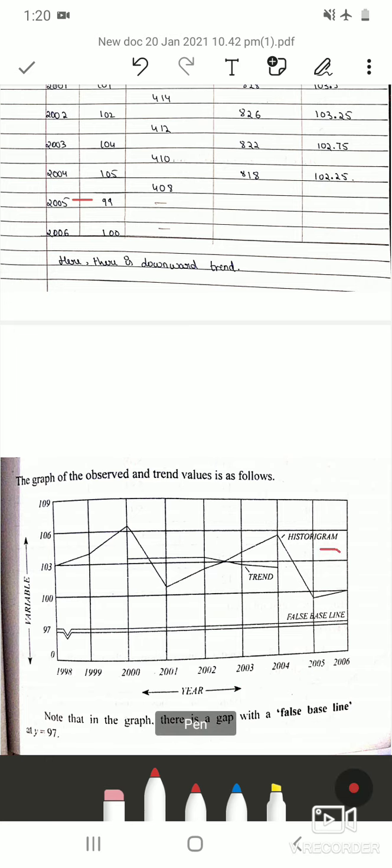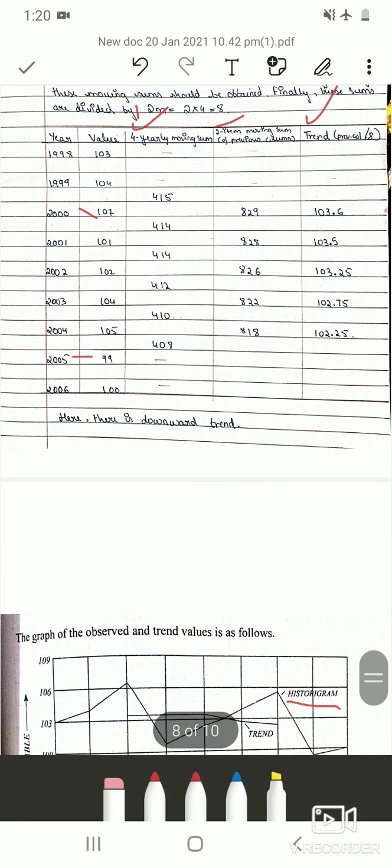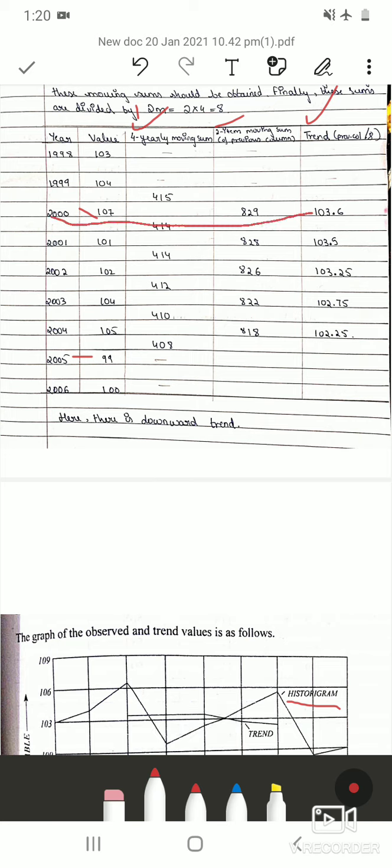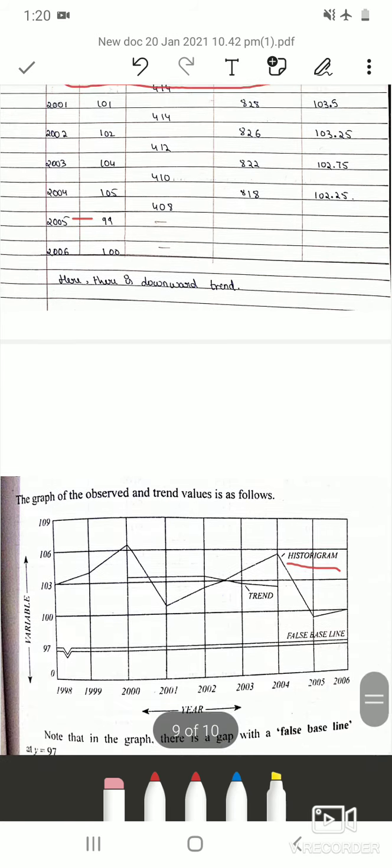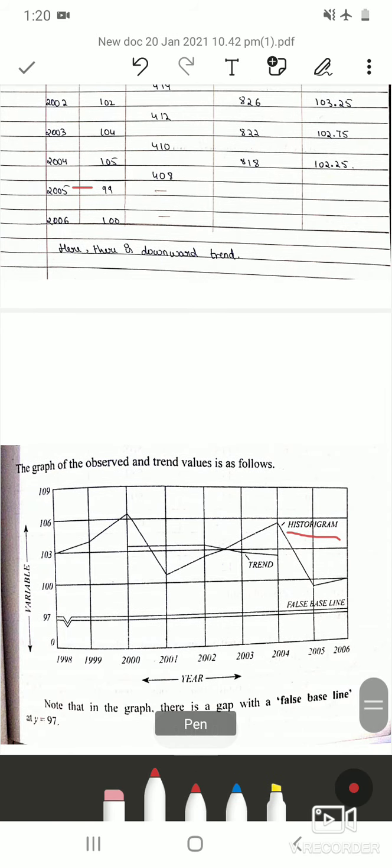So this is known as a histogram. Now to calculate the trend values, you have to plot them in the graph. So here the trend value starts for the year 2000. For the year 2000, the trend value is 103.6. So in the x-axis, check for the year 2000, and the value is 103.6, which lies somewhere over here.